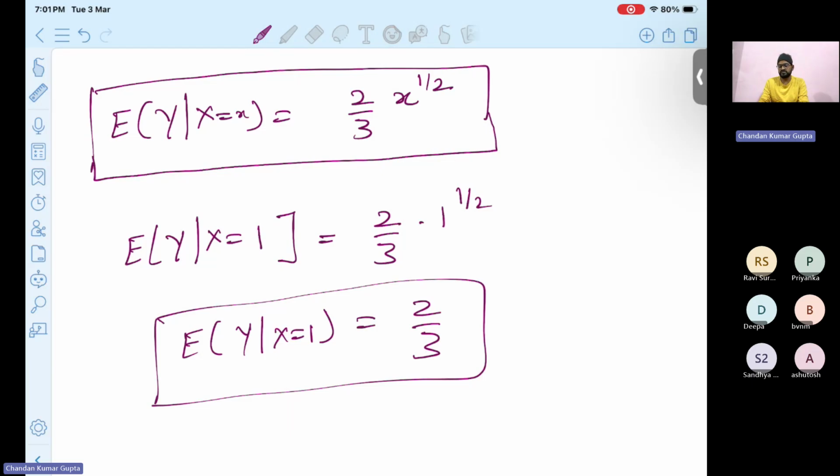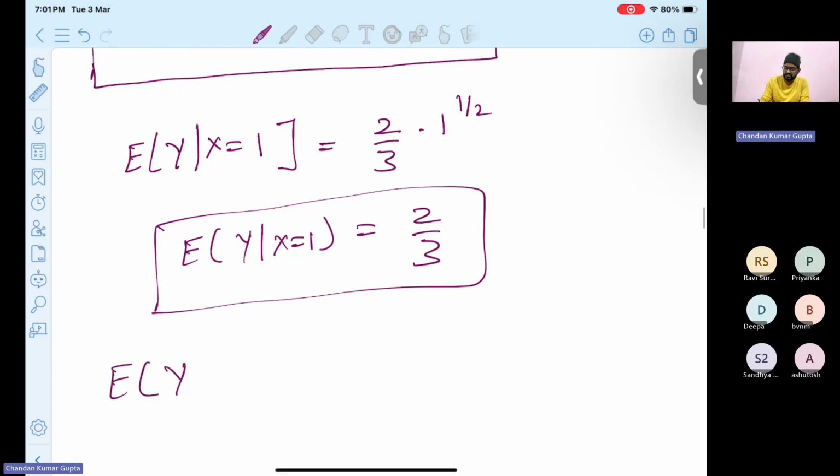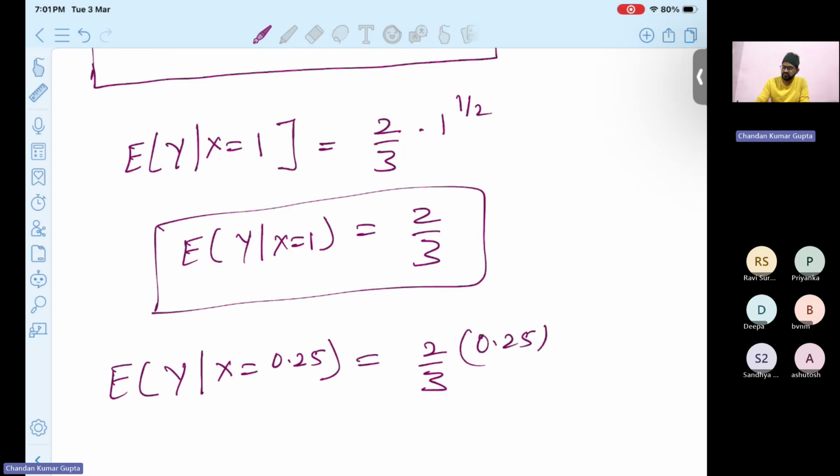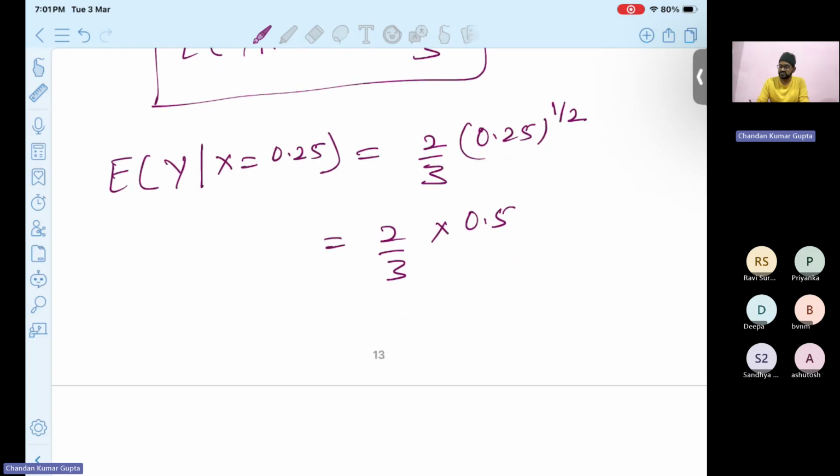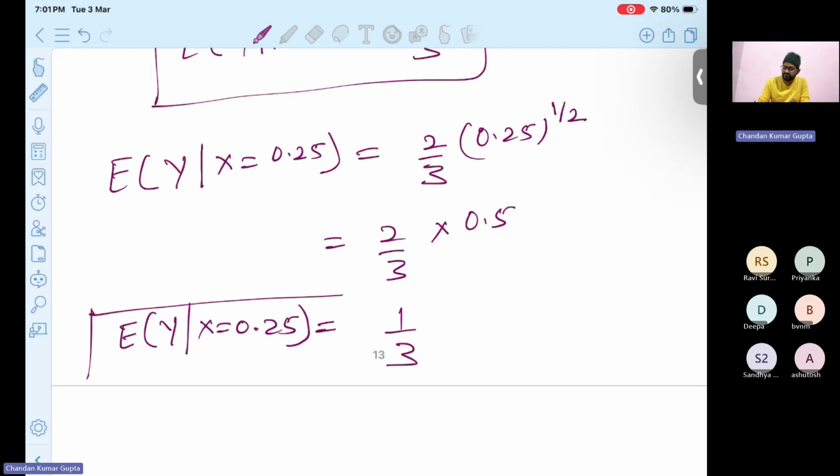Okay, what if I ask for the value at x equal to 0.25? So this is 2 by 3 into 0.25 to the power 1 by 2. Obviously, it's 2 by 3 times 0.5, so it's 1 by 3. The expected value of y when x is equal to 0.25 comes out to be 1 by 3.